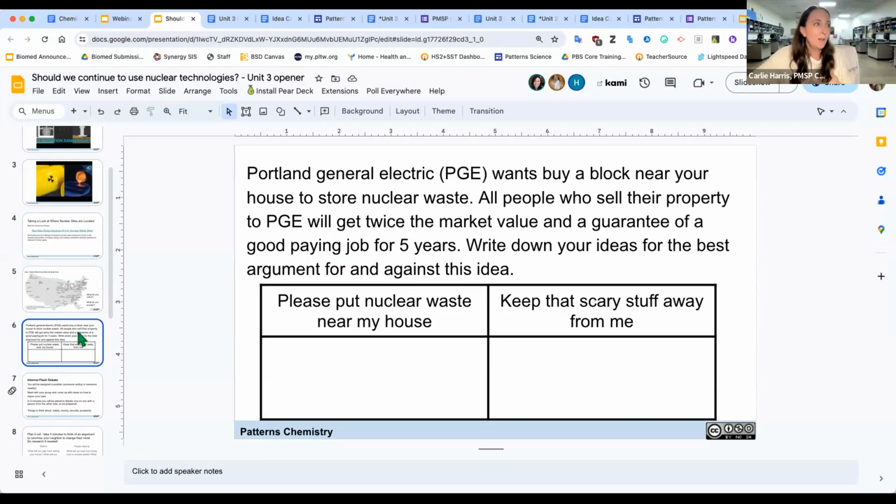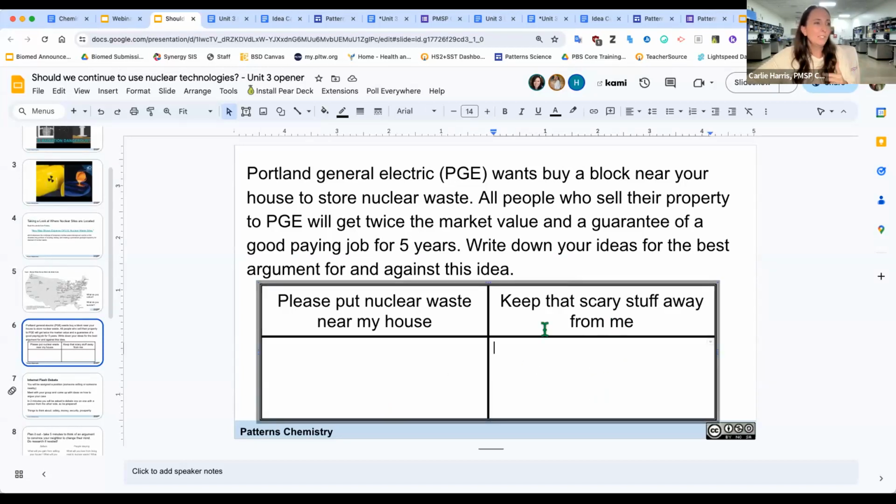What if PGE wanted to put nuclear waste right in our neighborhood, right? It's a little outlandish, but it gives our students an opportunity to relate it to themselves. They have to think about some arguments on the spot for, yeah, please put nuclear waste near my house, or keep that stuff away from me. And of course, a lot of students are going to be here, but we ask them, why? Why would you not want that next to you?